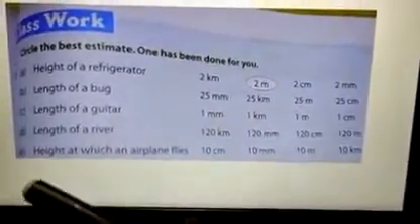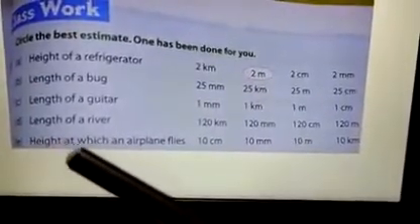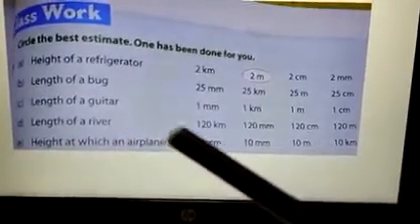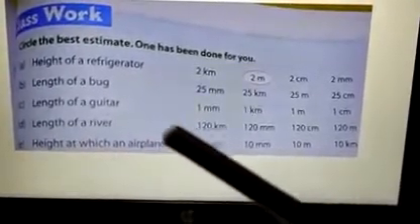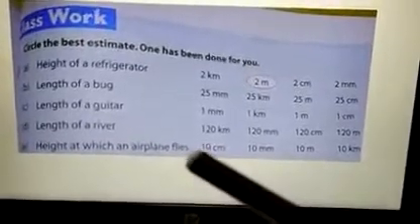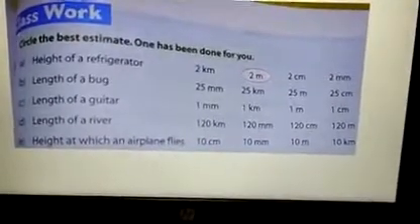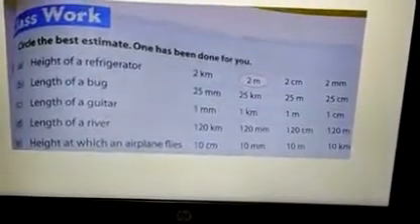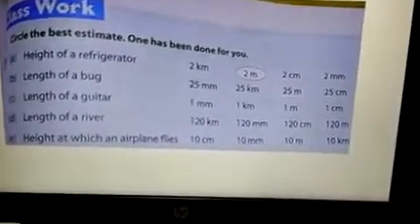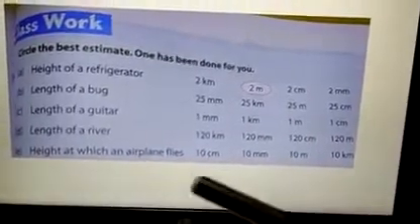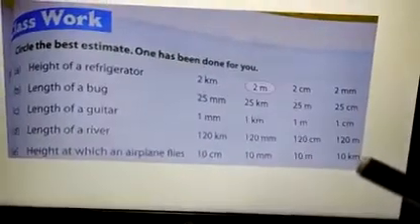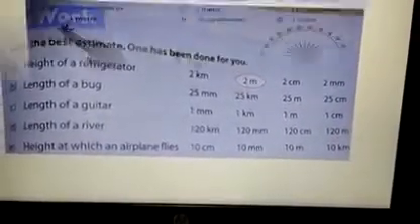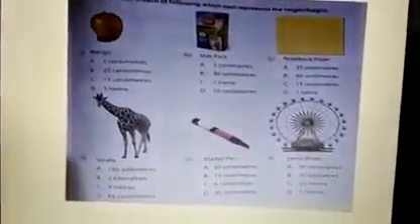Correct answer. Last, height at which an aeroplane flies. Aeroplane flies at which height? That we have to find out. Aeroplane always flies at a very high altitude, and so the height must be very high. So we'll choose the highest unit. What is the highest unit? Kilometer. So 10 kilometer is the correct answer. Okay.